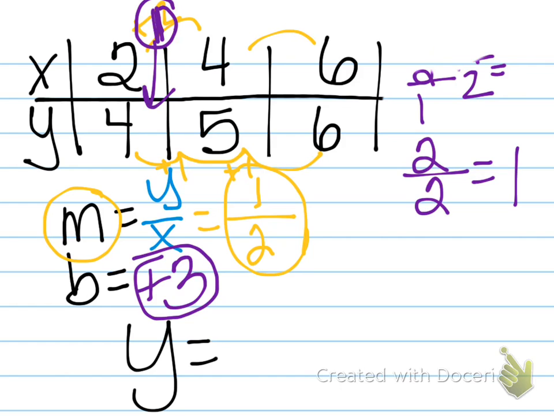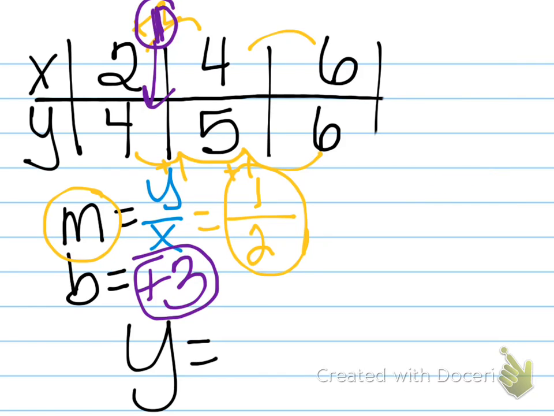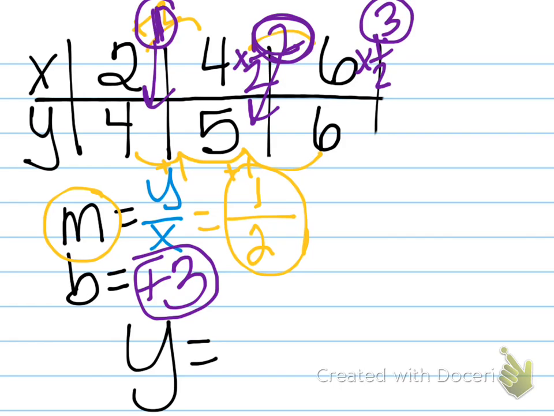So let's see. Let me get this area clean. Now I want half of 4. 4 times 1/2 is 2. And then I want to go from 2 to a 5. Oh my gosh, that's plus 3 also. Good job. All right, let's do 6. So 6 times 1/2. What's half of 6? 3. Okay, and 3 plus 3 is 6. So we definitely have our slope is 1 over 2. Our y-intercept is 3.